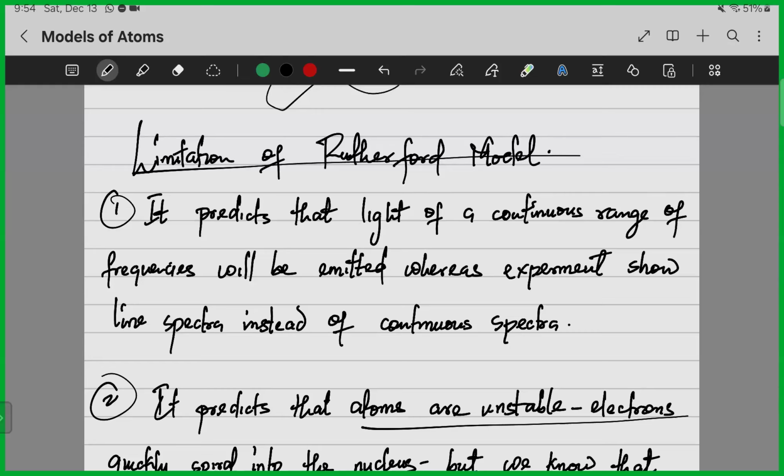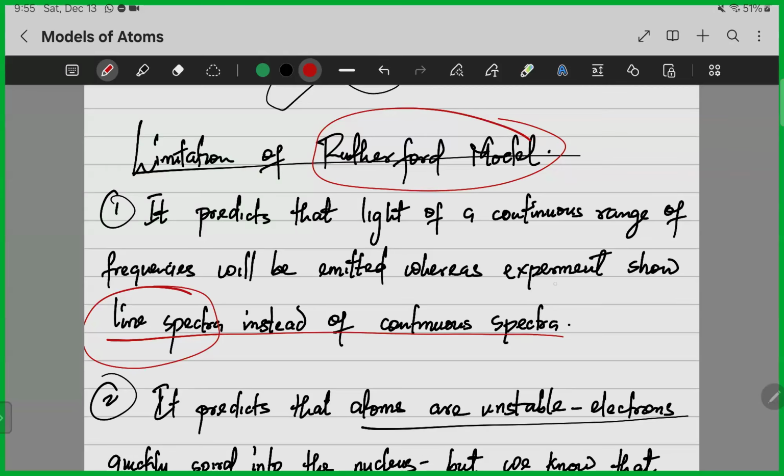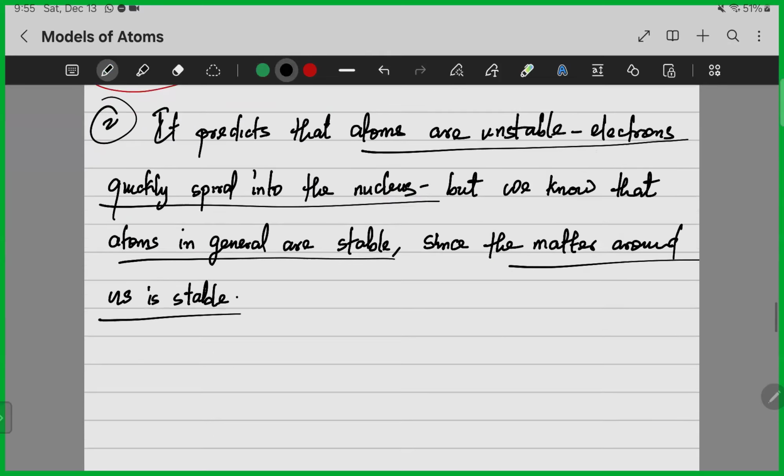And the same thing, it also predicts that light of a continuous range of frequency will be emitted, whereas experiments show line spectra instead of continuous spectra. So that's the idea here.